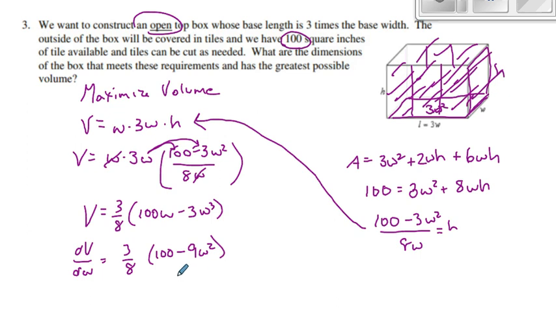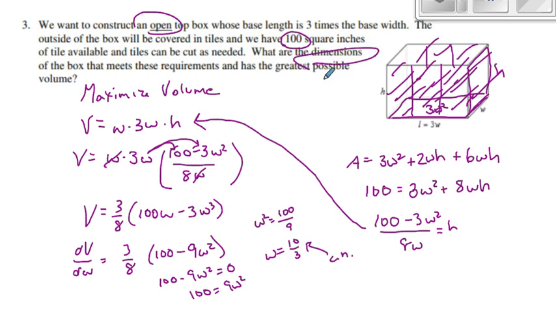I now want a critical number, so I set this thing equal to 0. I can see that 100 equals 9W squared. And let's see, W squared equals 100 over 9. Perfect squares, yay. W equals 10/3. I have found my critical number, yay. So that must be where my answer is. And I go back and read the question. What did it ask for? It asked for dimensions. All right, so my width is 10/3, what I found right here.